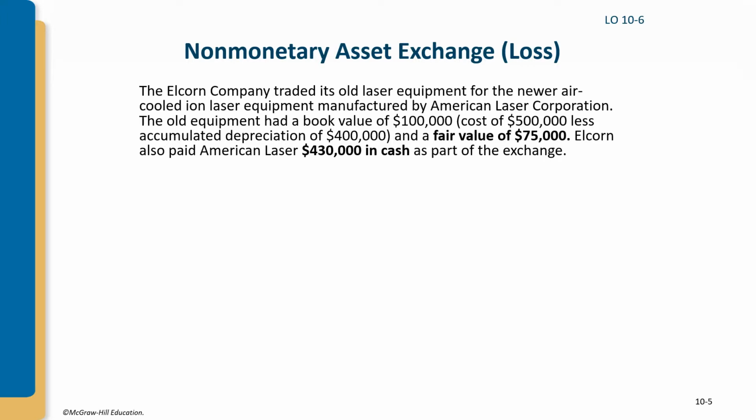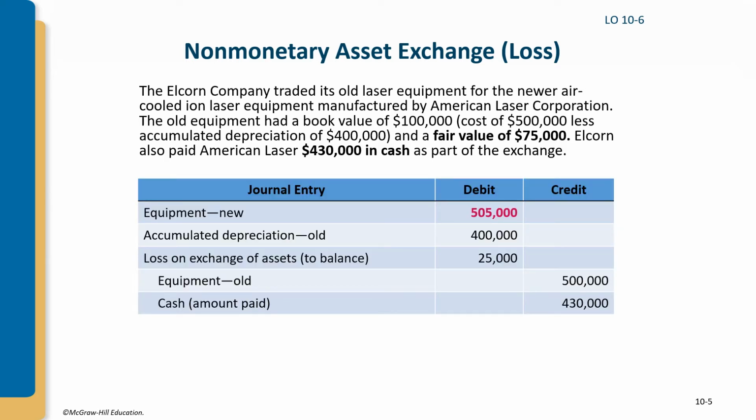What if instead the old equipment had a book value of $100,000 and a fair value of $75,000? And Elkhorn also paid $430,000 in cash. Well, now the equipment would have a fair value of $505,000. $430,000 in cash plus the fair value of the old equipment. The old will be removed, credit the equipment account, debit the accumulated depreciation, credit the cash. Because the book value is more than the fair value, the difference is a loss on exchange of assets.